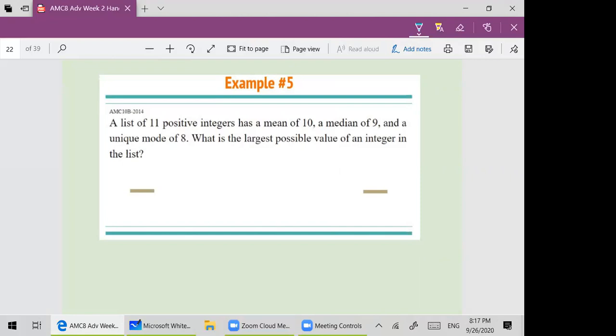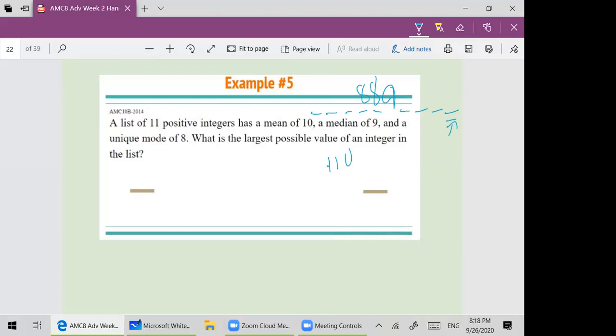Okay, it looks like people are having trouble with this question. So, first of all, the sum of the numbers is 110. And when you order them from smallest to largest, the sixth number is 9. Since the unique mode is 8, it must appear at least twice. So you want the first 10 terms to be as small as they can for the largest value of this term.